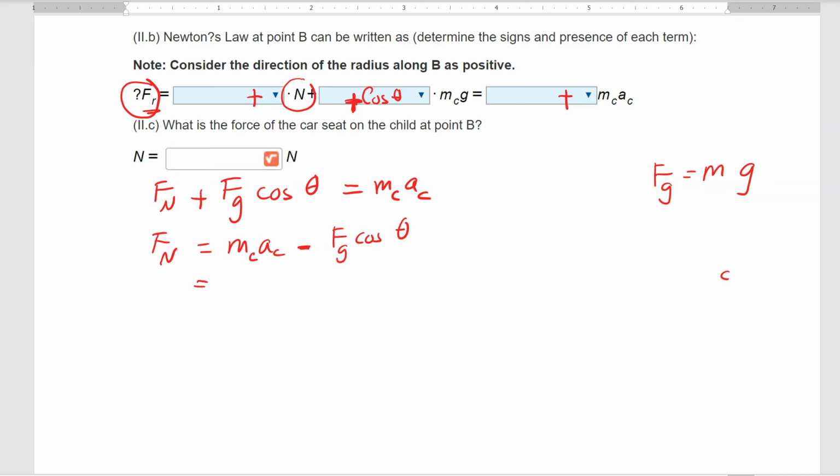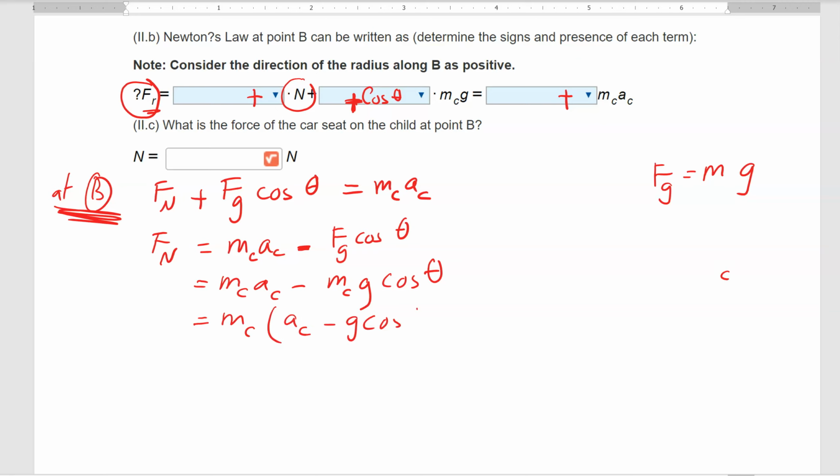So this is of course at point B specifically. This is not true for any other point but point B. And obviously it's not true for point A, and it will not be true at the bottom of the roller coaster either, which we're not solving for anyway. So here's mass times acceleration towards the center, minus mass times the acceleration of gravity, cosine theta. You recognize the m is a common factor which I can pull out and leave everything else inside.